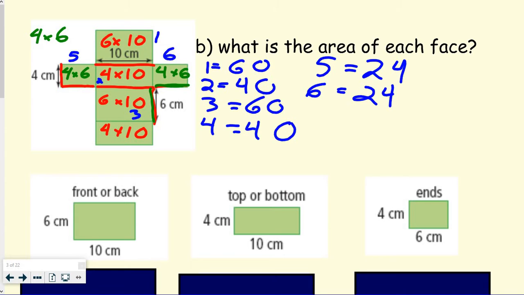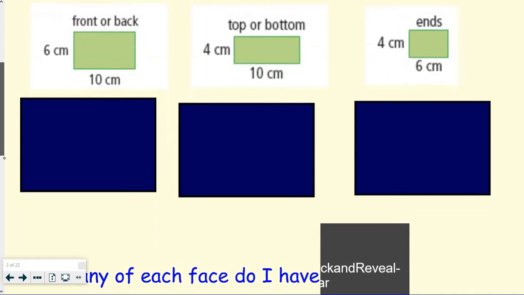Now the area of each face is in centimeters squared, because area is in squares while volume is in cubes. We've only taken 1 centimeter and multiplied it by another centimeter, which is why it's centimeters squared, not centimeters cubed. So what is the area of each face? That's the area there.